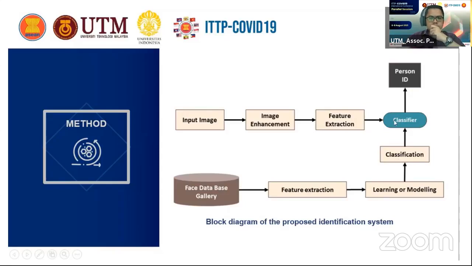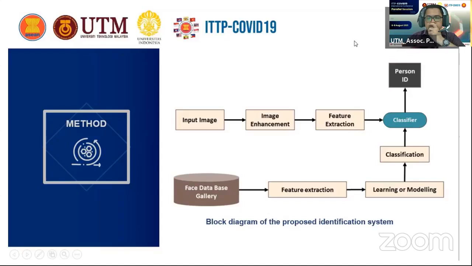And then in order to evaluate this classifier, we will insert an input image, which is considered to be a low quality image. This image will be enhanced first and then we extract the features from it. This feature vector will be entered into the classifier, and the classifier will compare the feature vector of the enhanced image with the features from the dataset. Then the output will be the person identification.